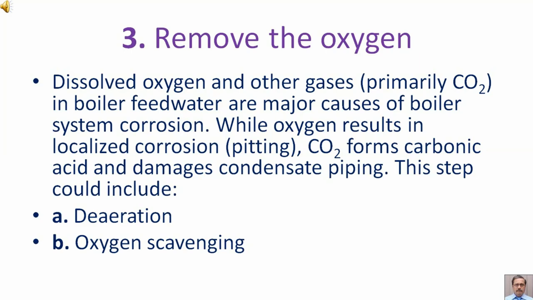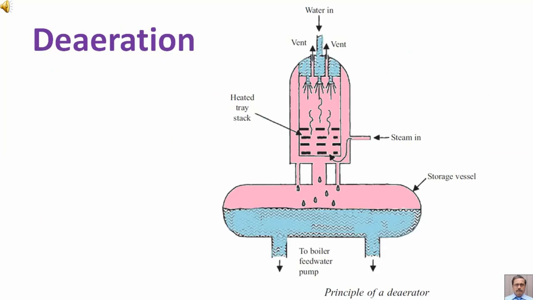condensate piping. This step could include A. Deaeration. B. Oxygen scavenging. This diagram shows principle of a deaerator through which the deaeration process is done.